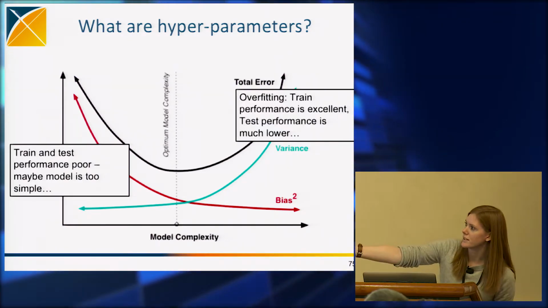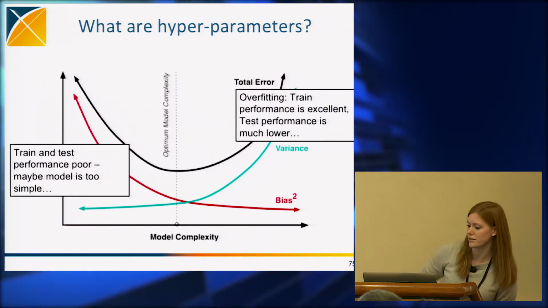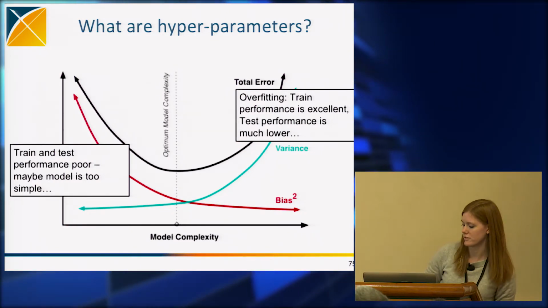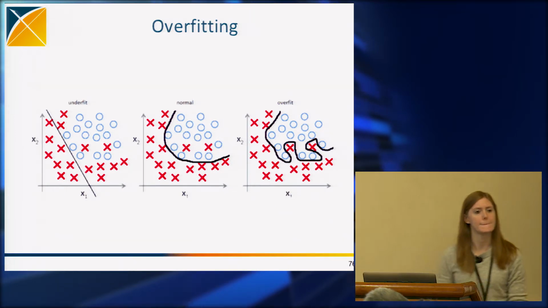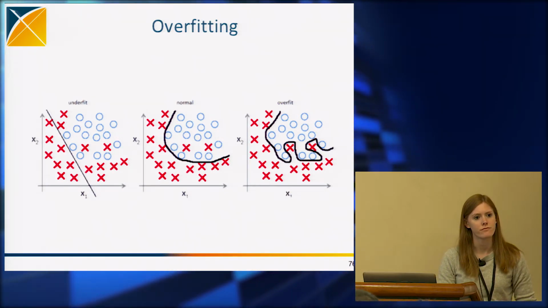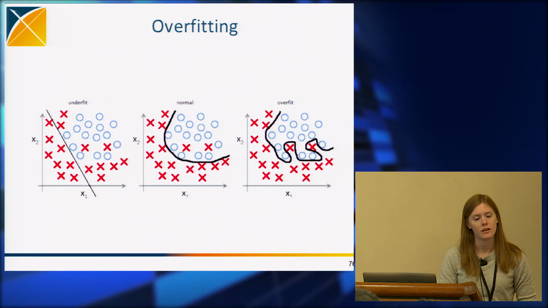So this is basically too simple. This is overfitting. This is just right. And Jenna, do we decide that, or will the model just figure it out by trying?